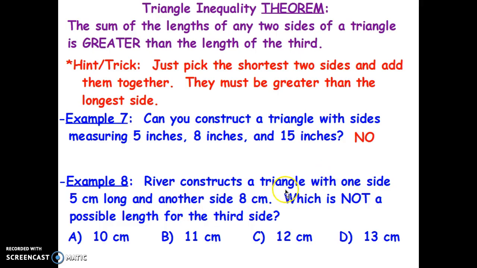Now, if we look at example 8, River constructs a triangle with one side of 5 centimeters long and another side of 8 centimeters long, which is not a possible length for the third side. Well, we know our two shortest sides have to add up to be greater than the longest side. So we know 5 plus 8 is 13, so it cannot be equal to 13. Because it doesn't say equal, it says greater than. So 10, 11, and 12 would work, 13 does not.